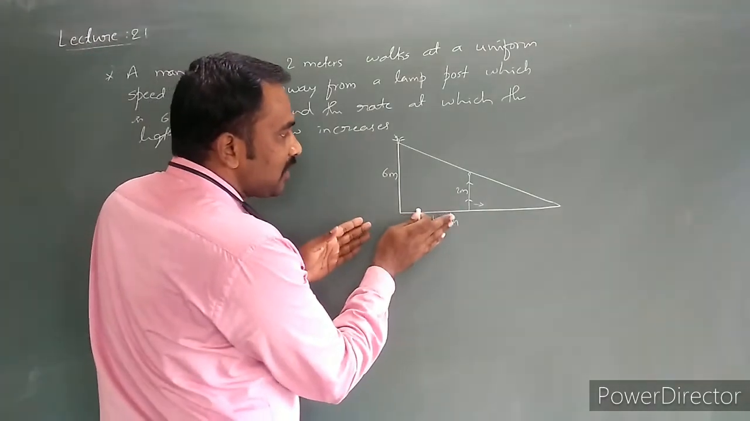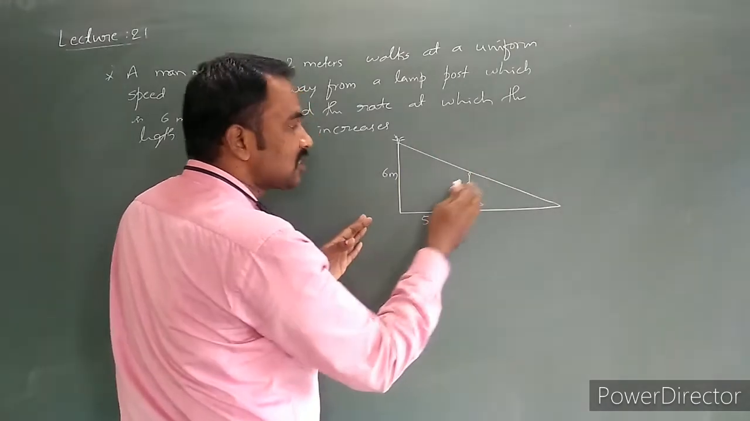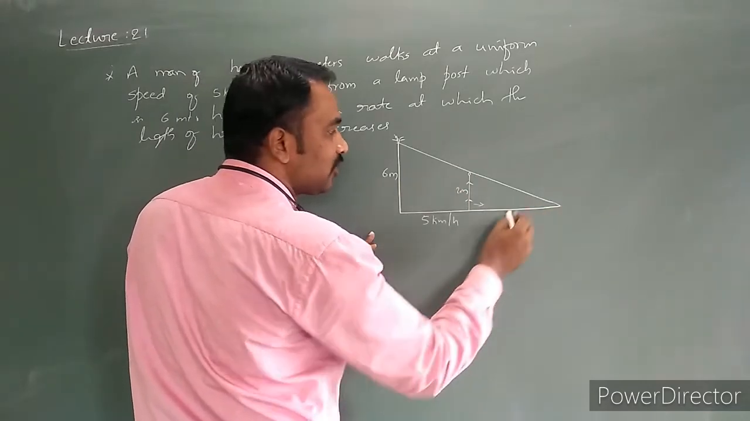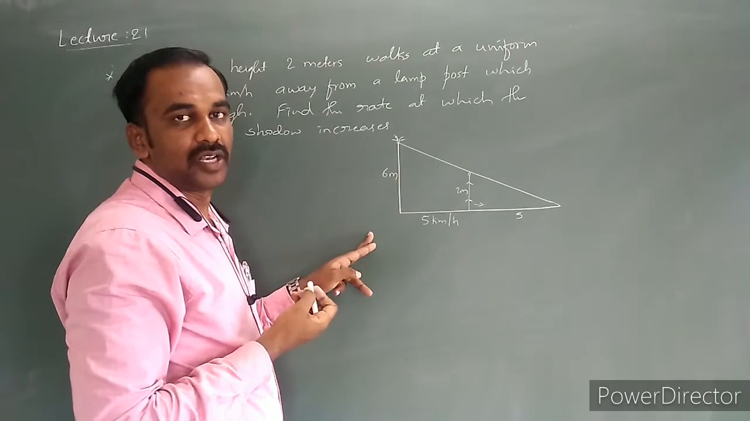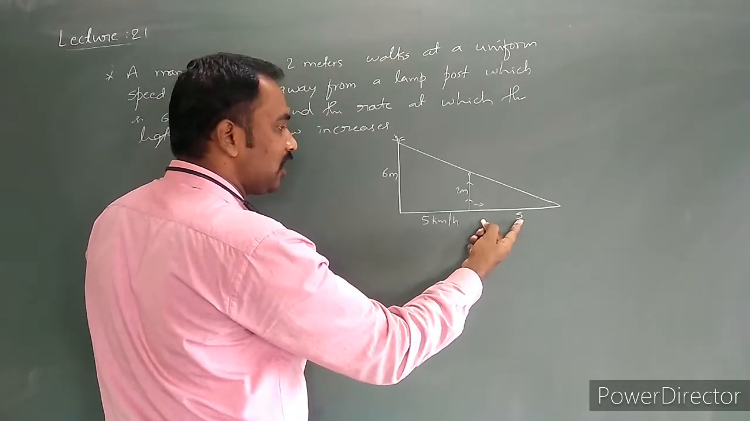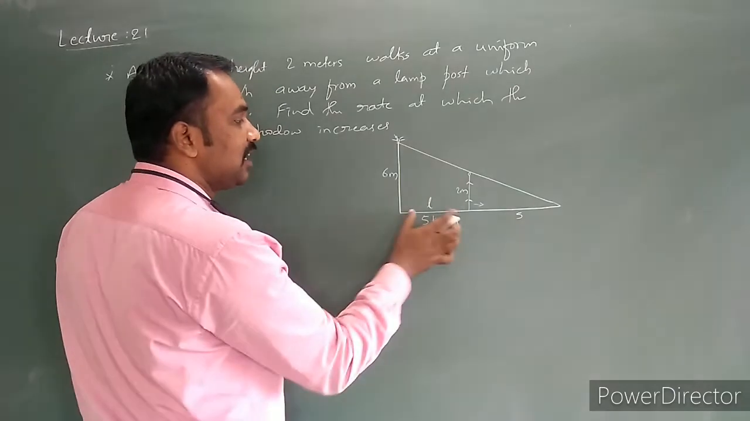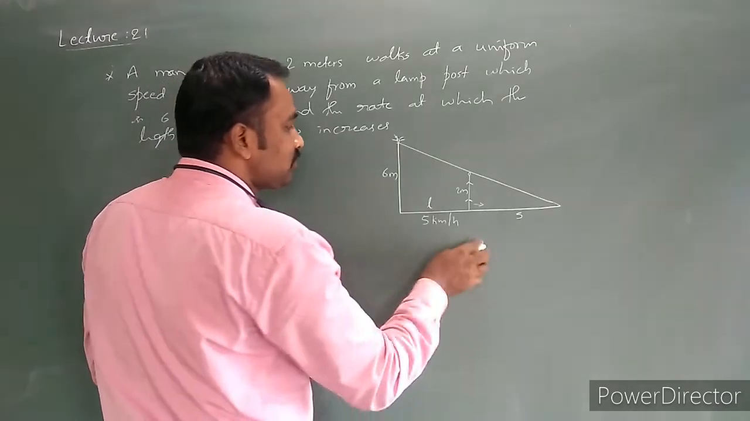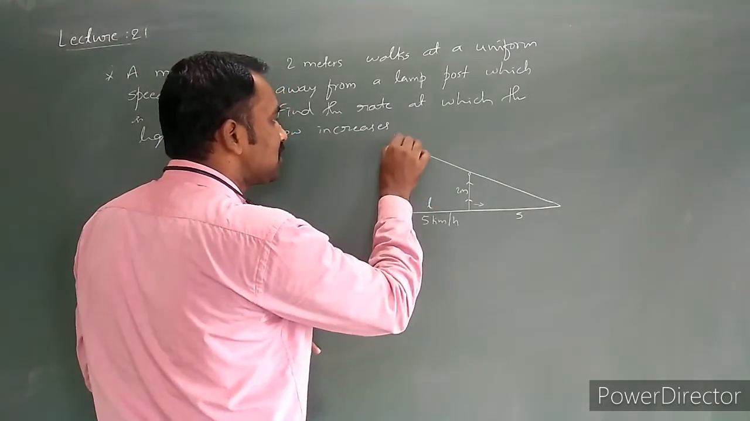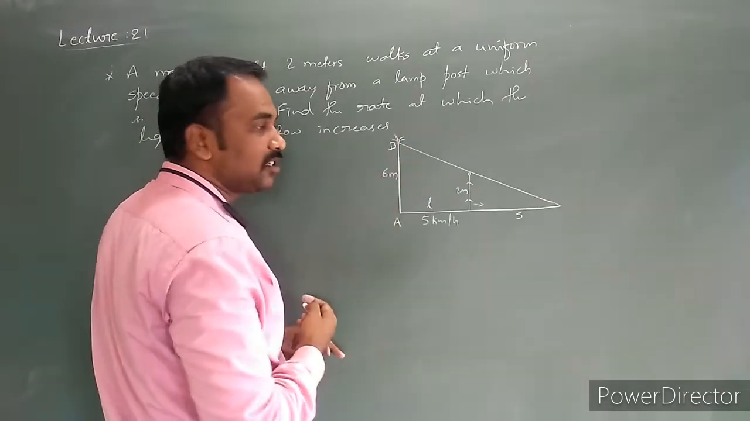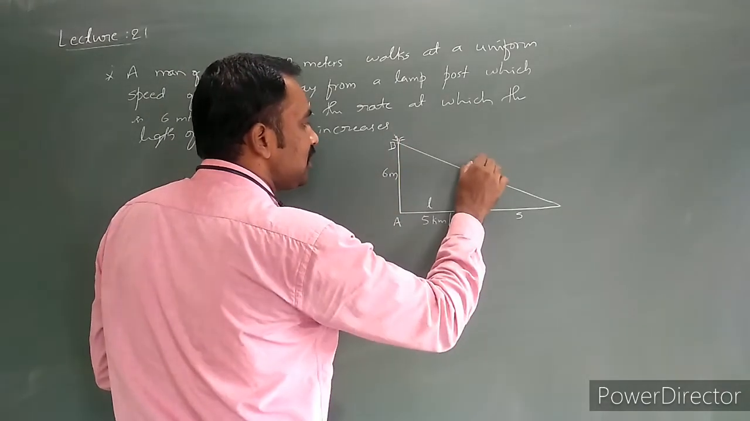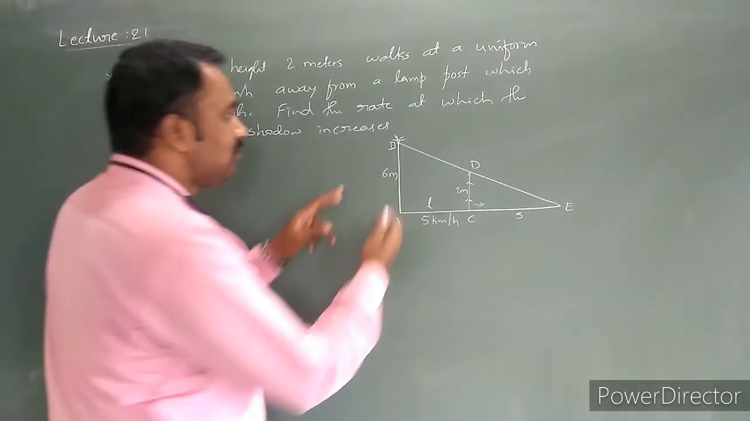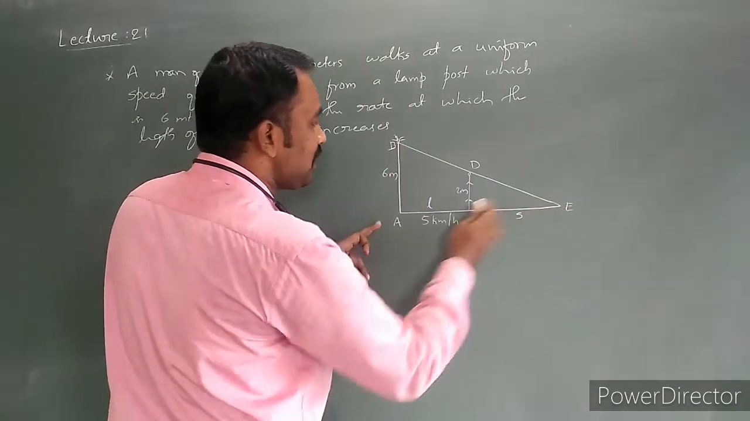Here the man is moving outwards from the lamp, so a shadow is formed here. Here is the shadow of the man. I just call it small s. S is the shadow length, and I denote by L the length of how far the man is from the bottom of the lamp. I name AP as the height of the lamp and CD as the height of the man. I just call it E. So here we get two triangles, ABE and CBE.